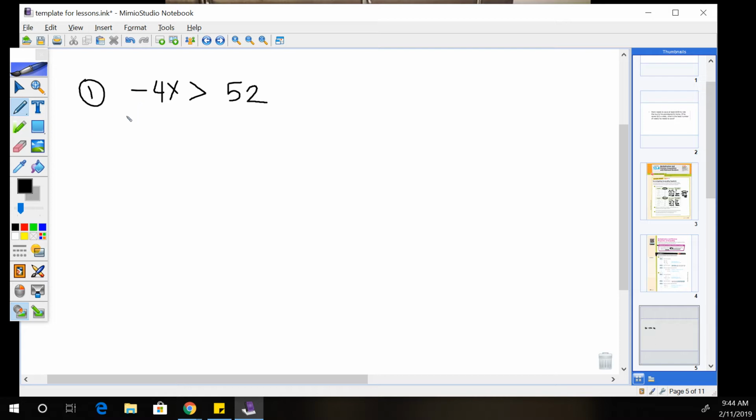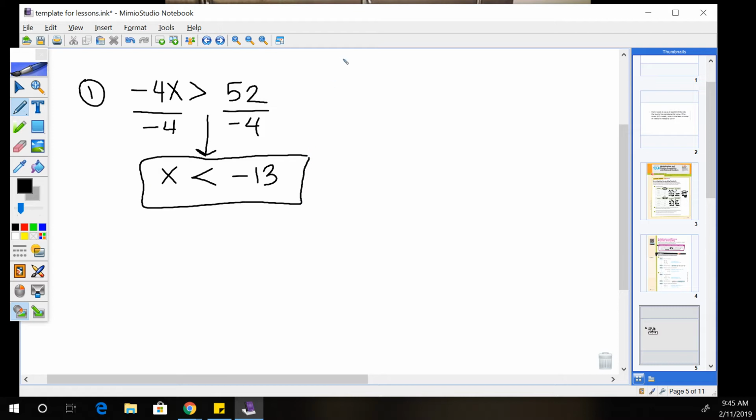The first thing you want to do is the inverse operation of multiplication. So divide both sides by -4. -4 divided by -4 will be a positive x. You're going to reverse the inequality symbol. And then 52 divided by -4? -13.